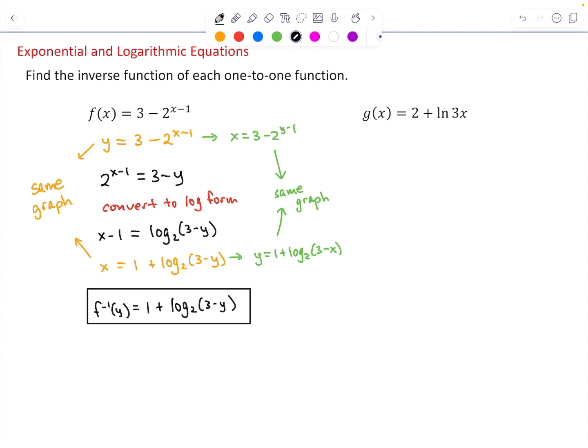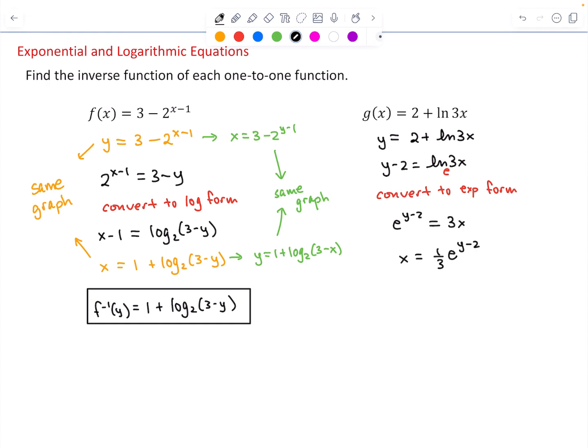Now in the case of g, this will be a one-to-one function. Take the g of x, change it to y, and now let's solve for x. So I will subtract 2, and now that the logarithm is isolated, I will convert to exponential form. This log has a base e, so we know that e raised to the y minus 2 will be equal to the argument 3x. So x will be equal to 1/3 of e to the y minus 2. So this is our g inverse function with y as the input variable.